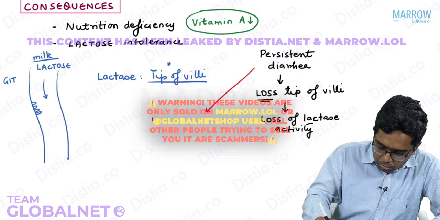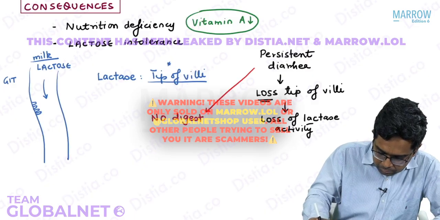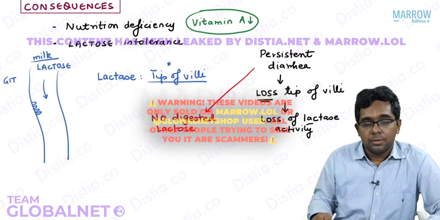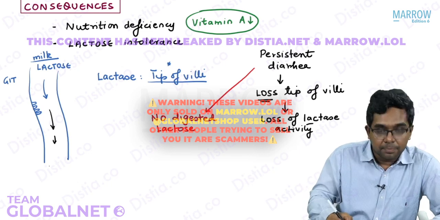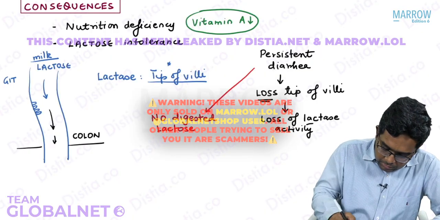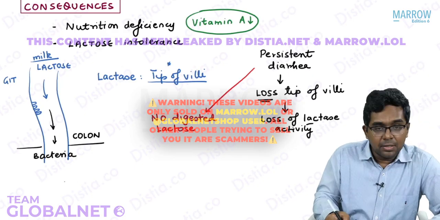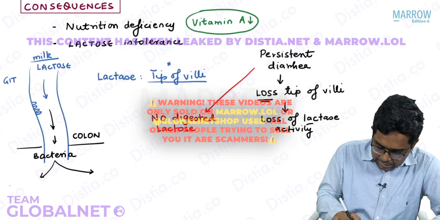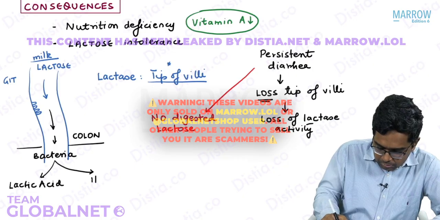There is no digestion of the lactose, right? So the lactose will pass down the gastrointestinal tract in the undigested form. And once it enters into the colon, there are colonic bacteria which will convert this undigested lactose into two important substances. One is lactic acid and the other one is hydrogen.